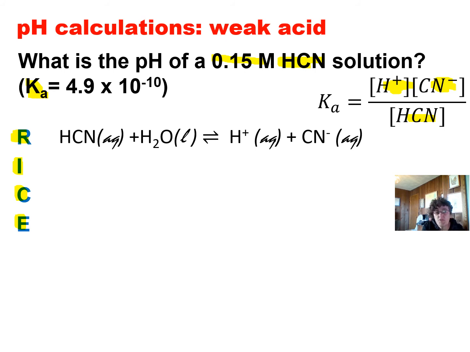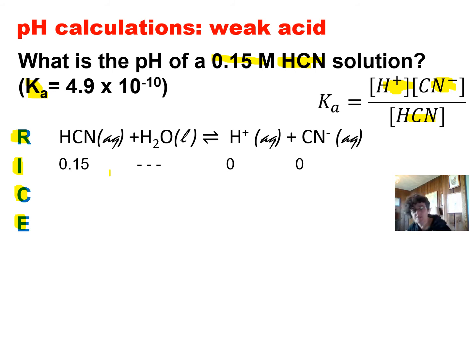So let's figure out the initial. The initial would be what you have at time 0, when water is still here and the acid is still here and they haven't yet met. Therefore, the concentration of the acid is going to be the 0.15, the total. The water, we really don't care. It's irrelevant, so we just don't even bother writing that. It's constant. At the very beginning, the concentration of the H plus and the CN minus is going to be 0 because the dissociation has not yet started.